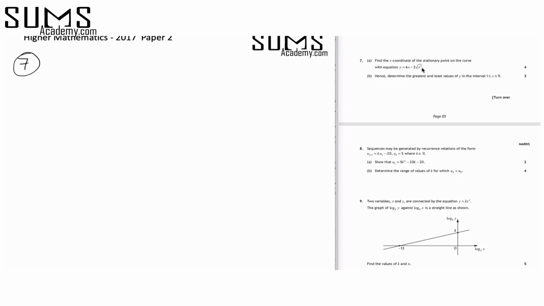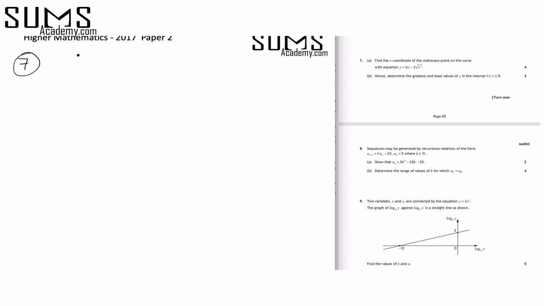Question 7. Find the x-coordinate of the stationary point on the curve with equation y equals 6x minus 2x square rooted x cubed. So what this is saying, find the stationary point on the curve. So the stationary points are going to occur when the derivative of this equation is equal to 0. So you could even just write that out.